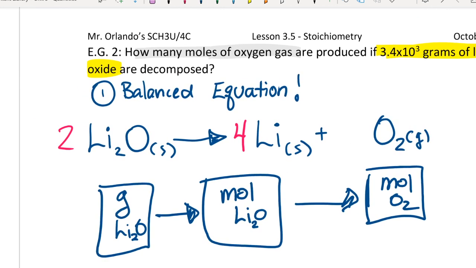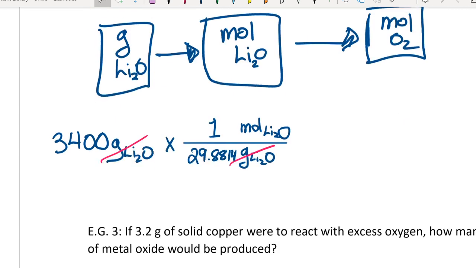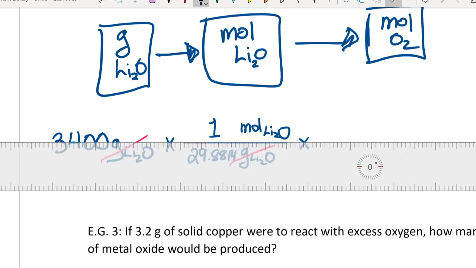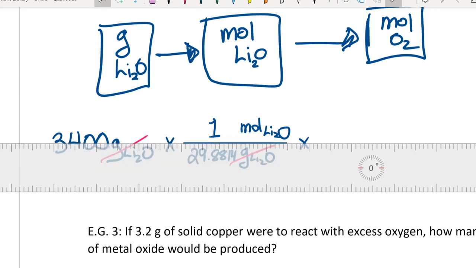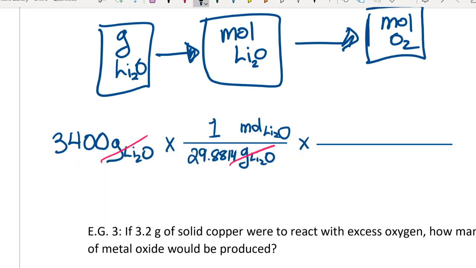The question is, but you've already told me. Remember you told me that if I had 2 billion of these, how many of these would I get? 1 billion, right? If I had 48 of these, how many of those would I get? Good. Oh, you guys are good. You're quick. So the last step then is I need to cancel moles of lithium oxide, and what do I want instead? Moles of oxygen. So I'm going to cancel moles of lithium oxide, and instead I'm going to say moles of oxygen.